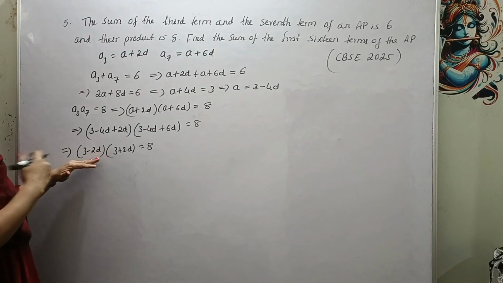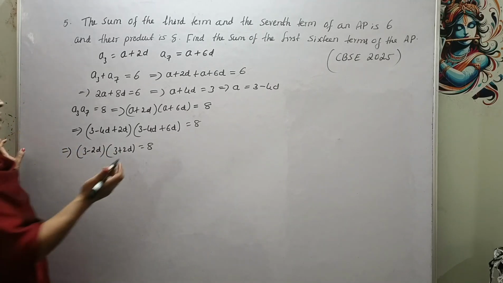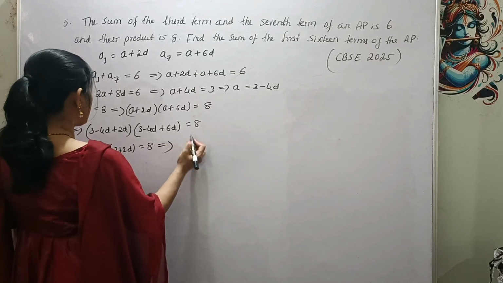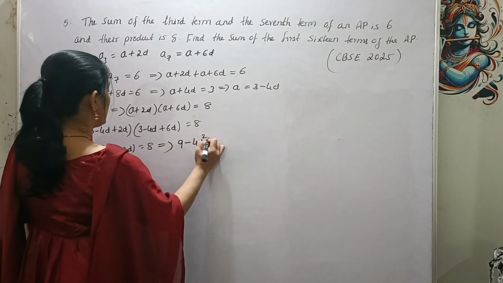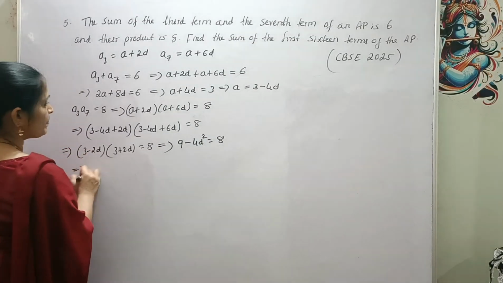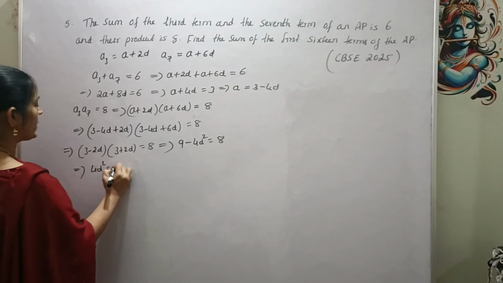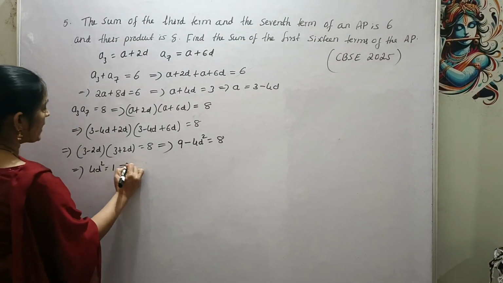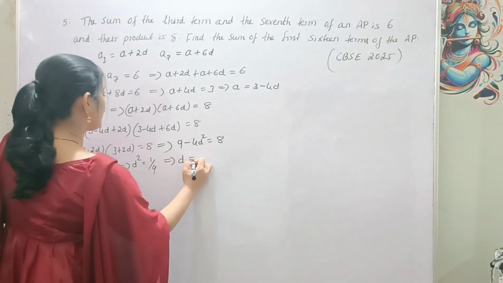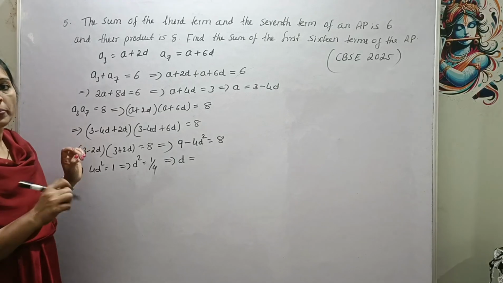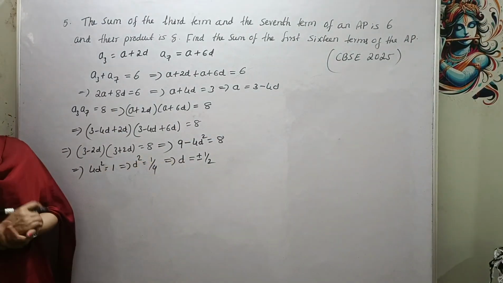See, now it is of the form A plus B into A minus B, right? That is nothing but A square minus B square. That implies 3 square, 9, minus 4D square is equal to 8. That implies 4D square is equal to 9 minus 8, that is 1. That implies D square is equal to 1 by 4. That implies D is equal to square root of 1 by 4, plus or minus 1 by 2. So here we have got the value of D.